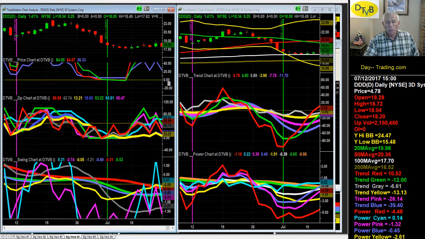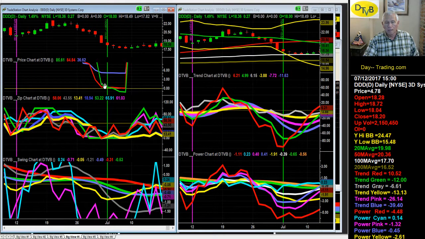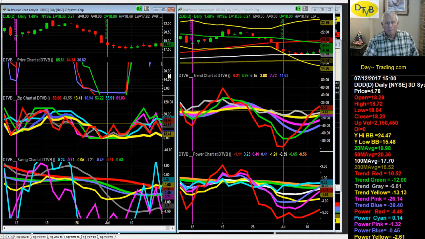And typically when you get these green lines that are running down next to zero, and especially when they go under zero, then there's usually an extension of the continuation of the downtrend before they go up. But it's real easy to see the turnaround. All you got to do is look at the zip green line as I showed you before.